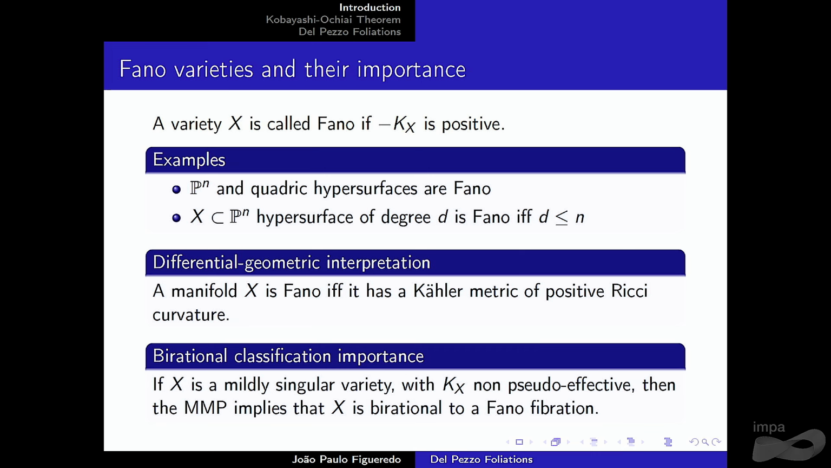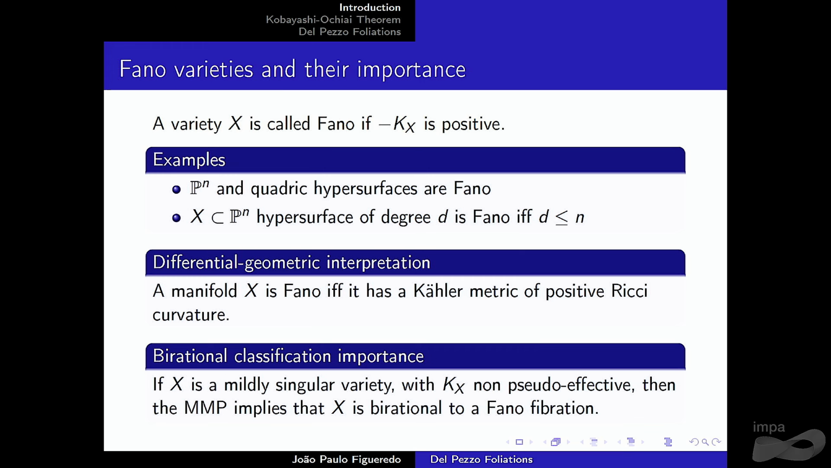Let me remind you. A variety X is called Fano if the anticanonical bundle is positive. So for instance, the projective space and quadratic hypersurfaces are Fano. More generally, if you take a hypersurface of degree d in P^n, this will be a Fano hypersurface if and only if the degree is at most n. Okay?